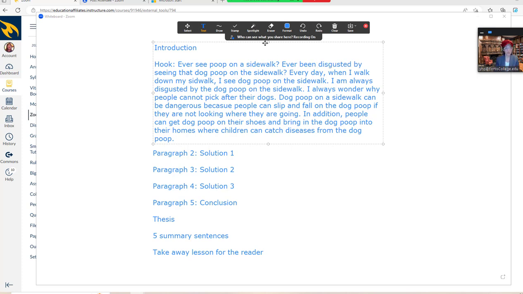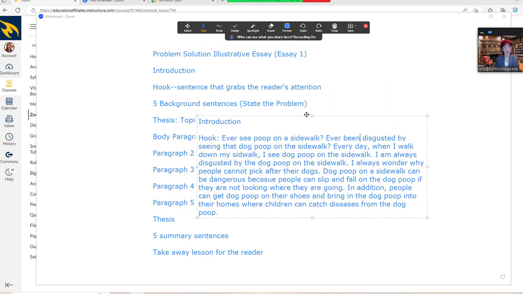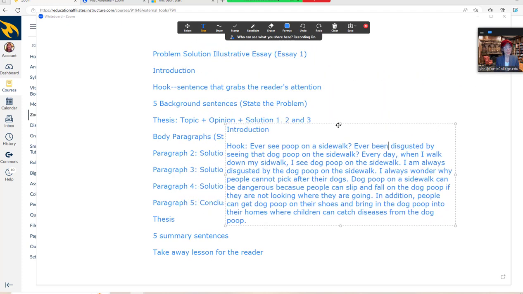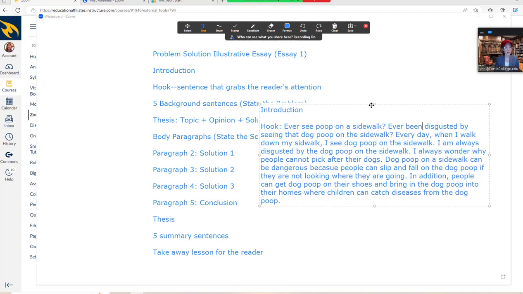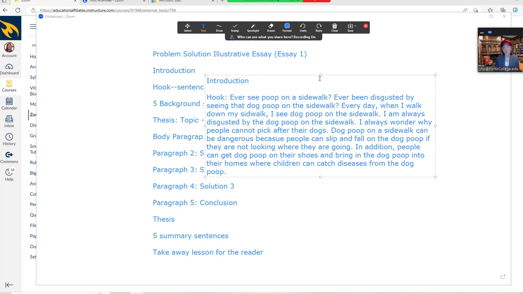Let's see if I can move this. Okay, so here I have the 5 sentences where I state the problem. The next thing I'm going to do is state the thesis statement. The thesis statement is the main idea of your essay. In a problem solution essay, in your thesis statement, you're going to offer 3 solutions to solve the problem.